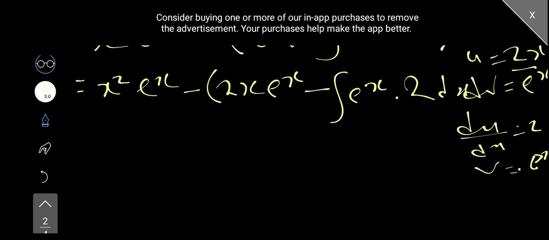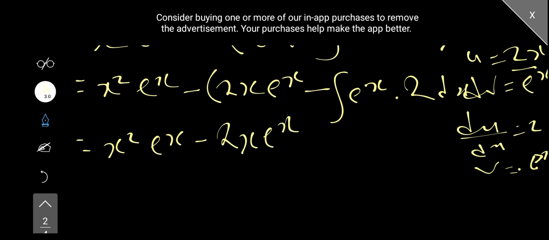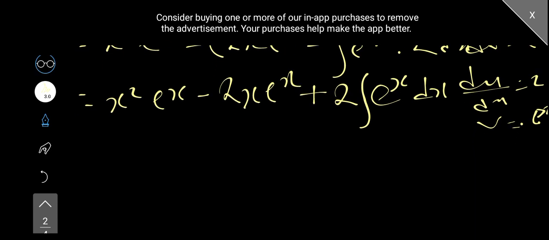Okay, so continue, x squared e to the power x. Then we distribute this negative. We have 2x e to the power x. Negative times negative is positive. We can put out these 2, we remain with this inside. Okay, so what will be our final answer?